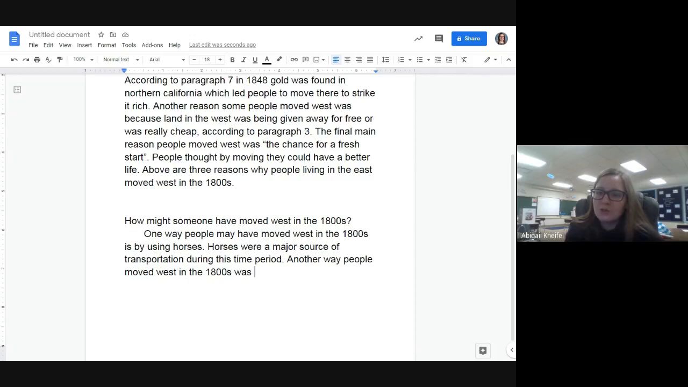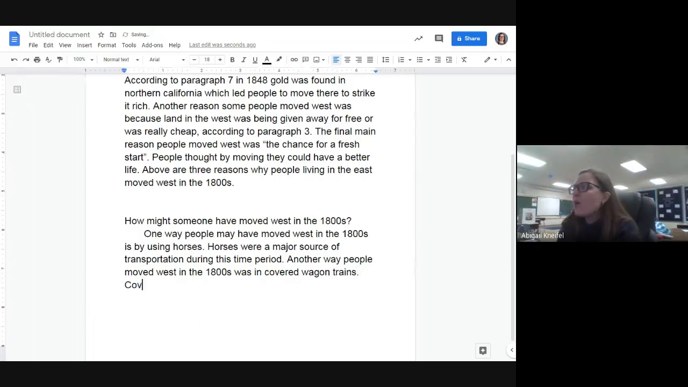Abrielle, going once, going twice. All right, with wagons. Okay, Abrielle typed it. She said with wagons. So another way people moved west in the 1800s was, and if you remember, she said wagons. In the book, it literally said, it had that picture, then it said a covered wagon train. So let's use exactly from the book. Another way people may have moved west was in covered wagon trains, period.